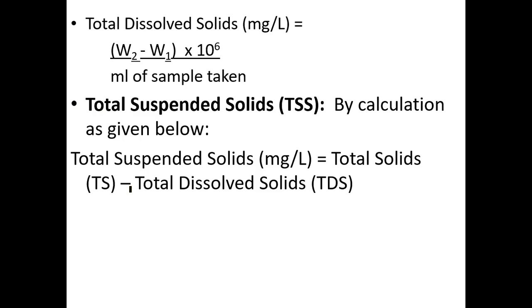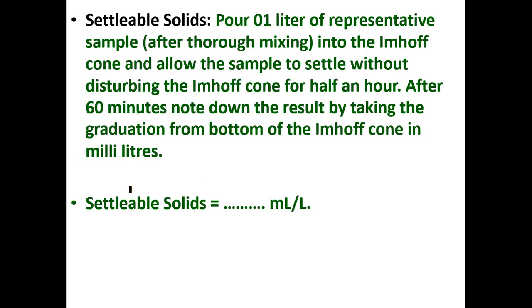If you look at the equation, always remember that total solids will have the highest value, because total solids is equal to the addition of total suspended solids plus total dissolved solids. So in this case we have calculated total solids and we have calculated total dissolved solids. You subtract total dissolved solids from total solids, and you are going to get total suspended solids in milligrams per liter.